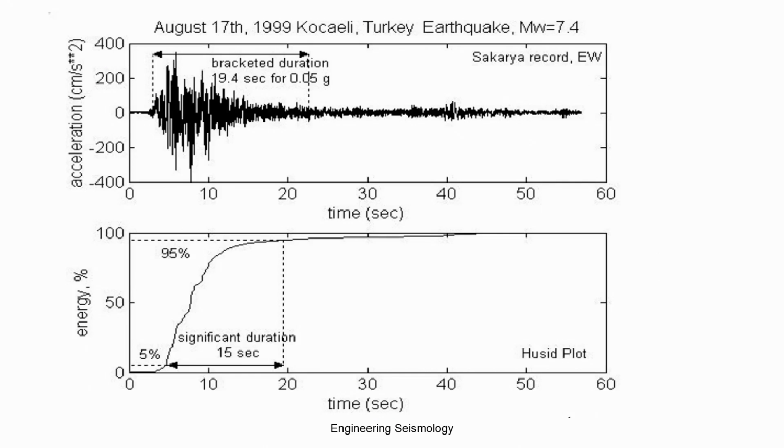So, this is a typical earthquake where you can see how the bracketed duration and significant duration differ. Here you can see that the bracketed duration is 19.4 seconds. For the same earthquake, the significant duration is 15 seconds. Here you are observing directly the peak ground acceleration and then taking 0.05 g, while here the 5 to 95% energy comes from the Husid plot, which is obtained from the integral of the acceleration squared. Okay. That is the difference between these two.